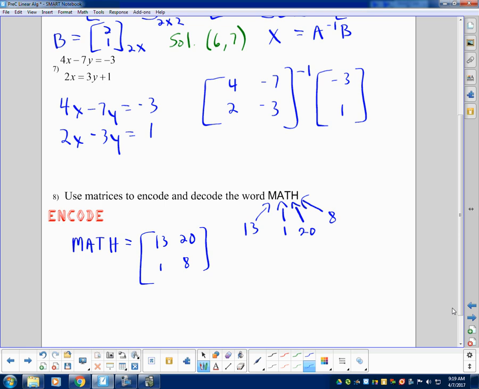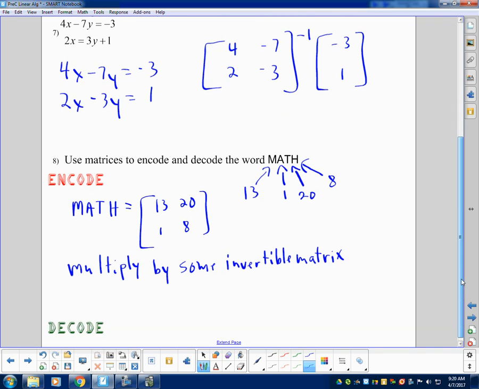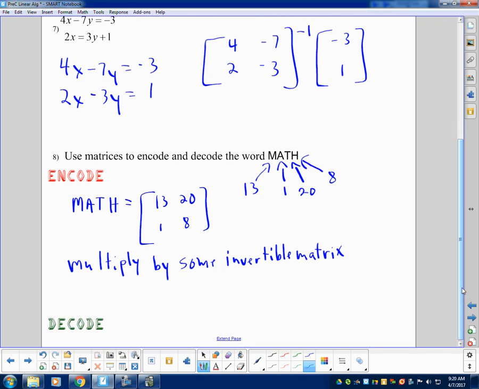Now to encode this, what we need to do is multiply the matrix by some invertible matrix, anything you want. You can randomly choose a matrix, check to see that it's invertible, and then use that as your multiplier. So we multiply by some invertible matrix, and that will give us a new matrix which encodes this. It gives you this scrambled thing. Let's make one up. I made one up earlier, so here's one that I know is invertible: -2, -3, 3, and 4.